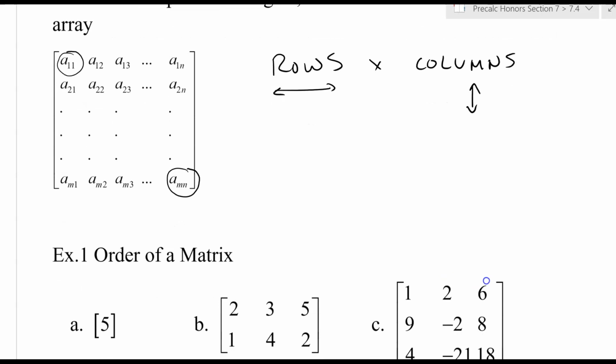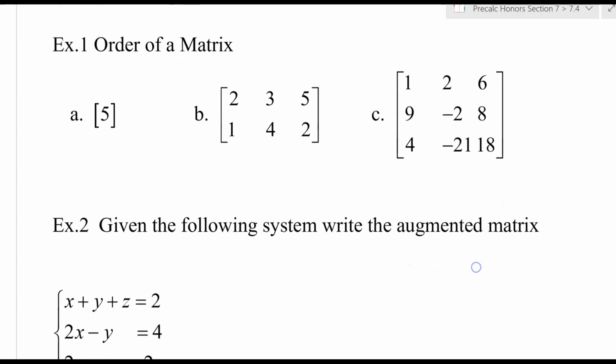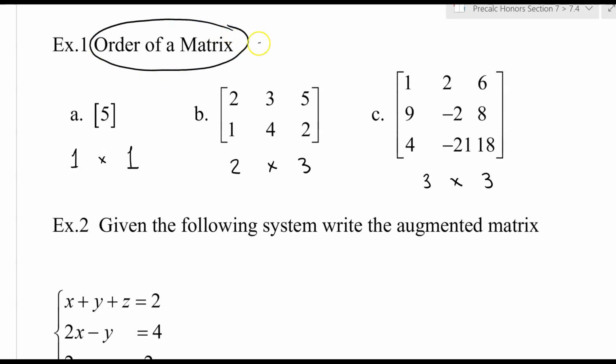But then if we're talking about the order of a matrix, this first one has one entry, so this is a 1 by 1 matrix. Its order is 1 by 1. For part B, we've got 2 rows and 3 columns, so its order would be 2 by 3. And the last one has 3 rows and 3 columns, so it would be a 3 by 3. Anytime you're asked for the order of the matrix, we want to know rows by columns.